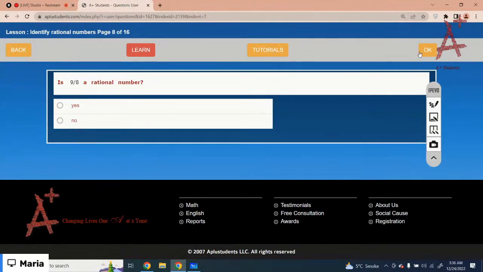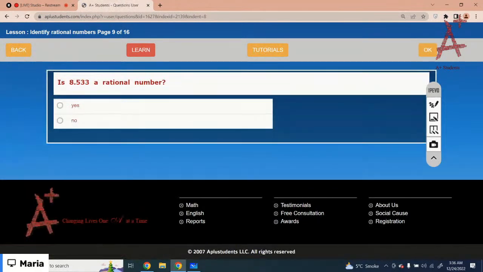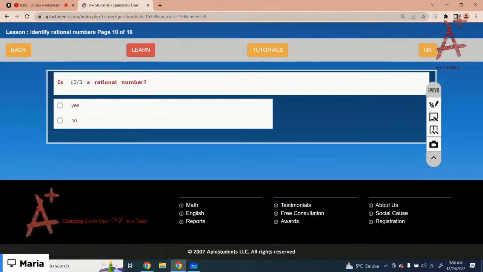Okay, is 9 by 8 a rational number? Yes, it is a rational number. Got it? So just select the correct option, then click on the OK button. Okay, is 8.533 a rational number? Yes, 8.533 is a rational number because it is a decimal that terminates. Got it? Terminating decimal it is. So it is a rational number.